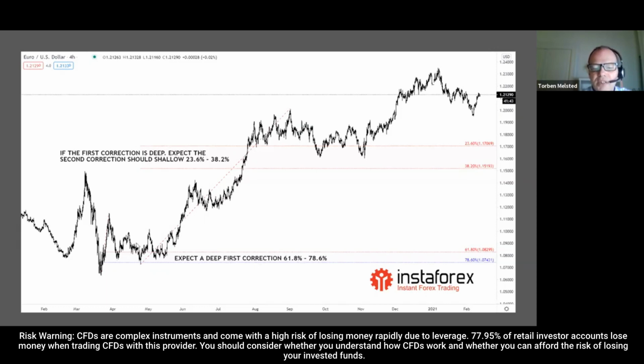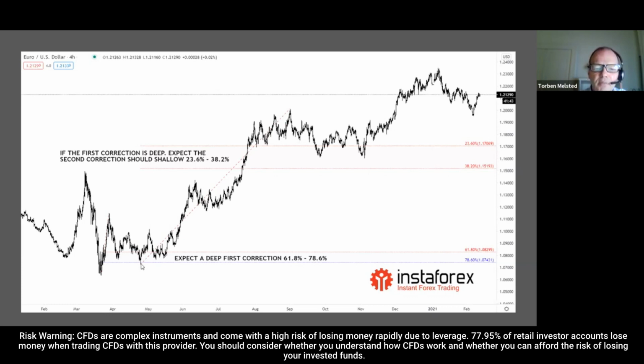And as you can see, the market moved down and went into support near the 61.8 to 78.6. And that's very common when you see a possible new trend starting, that the first move or the first correction you will see after an initial move is pretty deep.